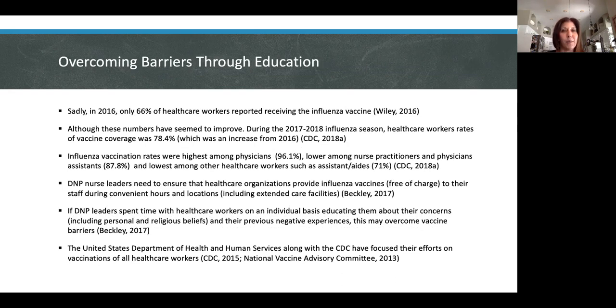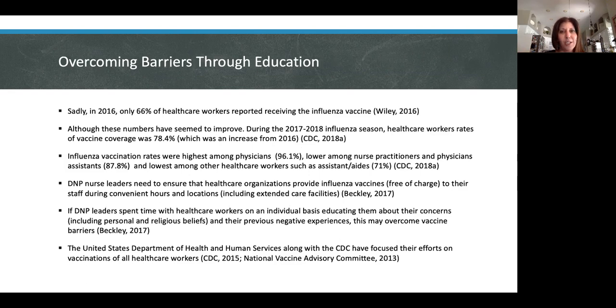So it's really interesting. But when I saw the statistics, in 2016 only 66% of healthcare workers reported receiving the influenza vaccine. And although these numbers seem to have improved for the 2017-18 flu season, the healthcare worker vaccination rate was about 78.4%, which was an increase from the 66. But you can still see we have 20+% that are not being vaccinated, which is shocking to me. Influenza vaccination rates were highest among physicians, lower among nurse practitioners and physician assistants, and the lowest among healthcare workers such as nursing assistants and nursing aides, which is down to 71%.